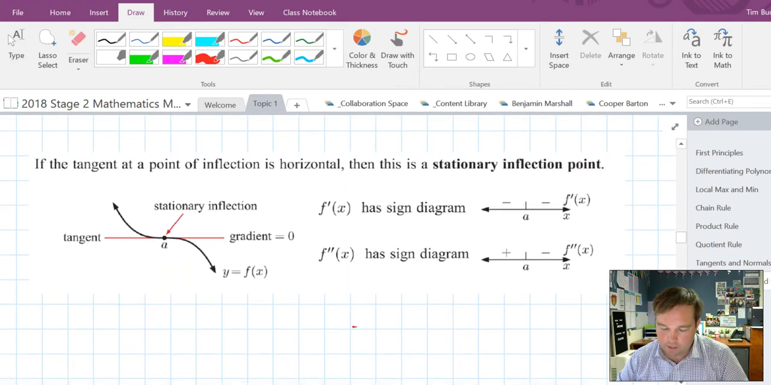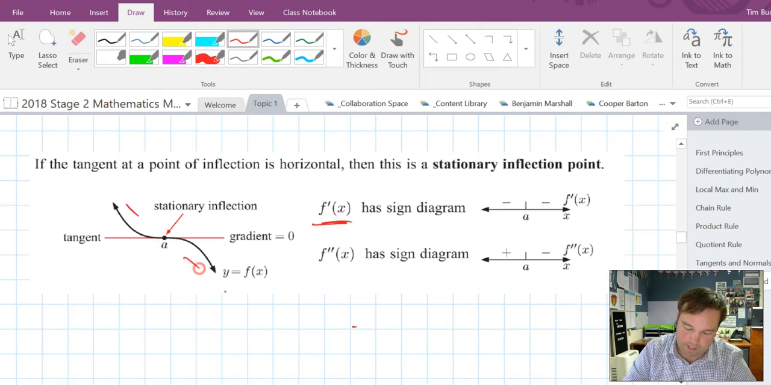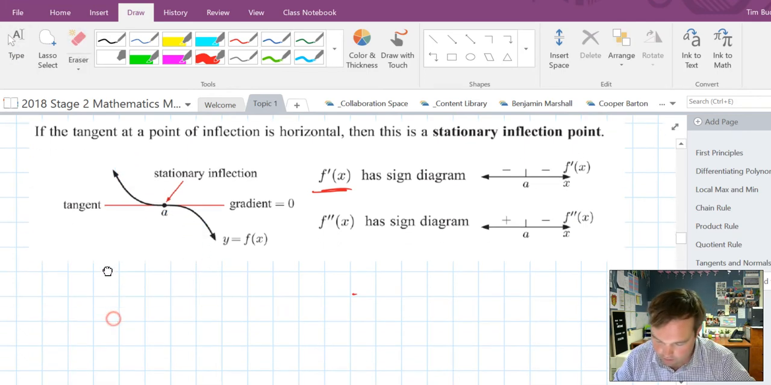Alright. Using a sign diagram, this is a stationary inflection point. You see how the first derivative doesn't have a sign change, it goes from negative to negative. However, the second derivative does have a sign change because the second derivative is concerned with the curvature, and this is going from concave up, smiley, to concave down, frowny. So there's a sign change in the second derivative, but not in the first derivative in terms of a stationary inflection point.